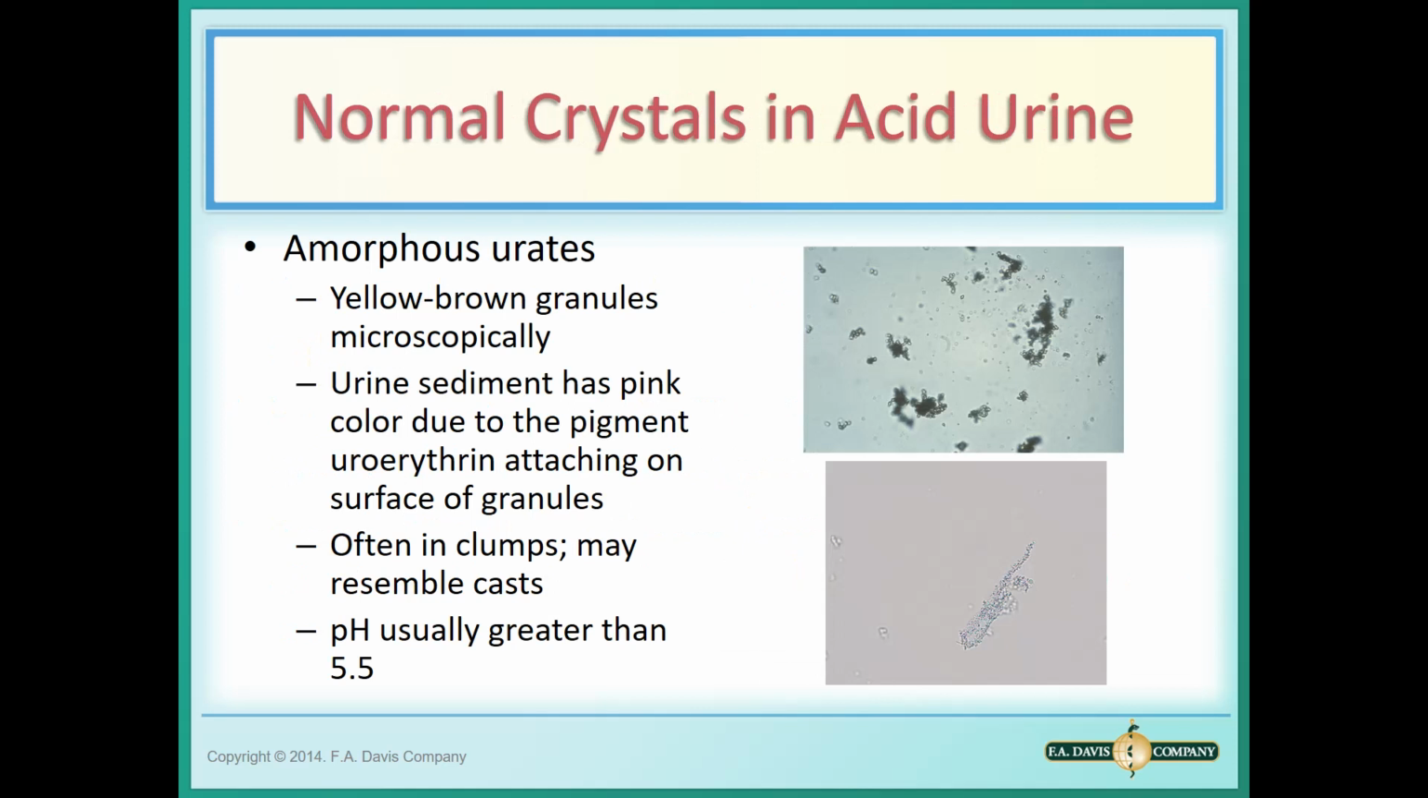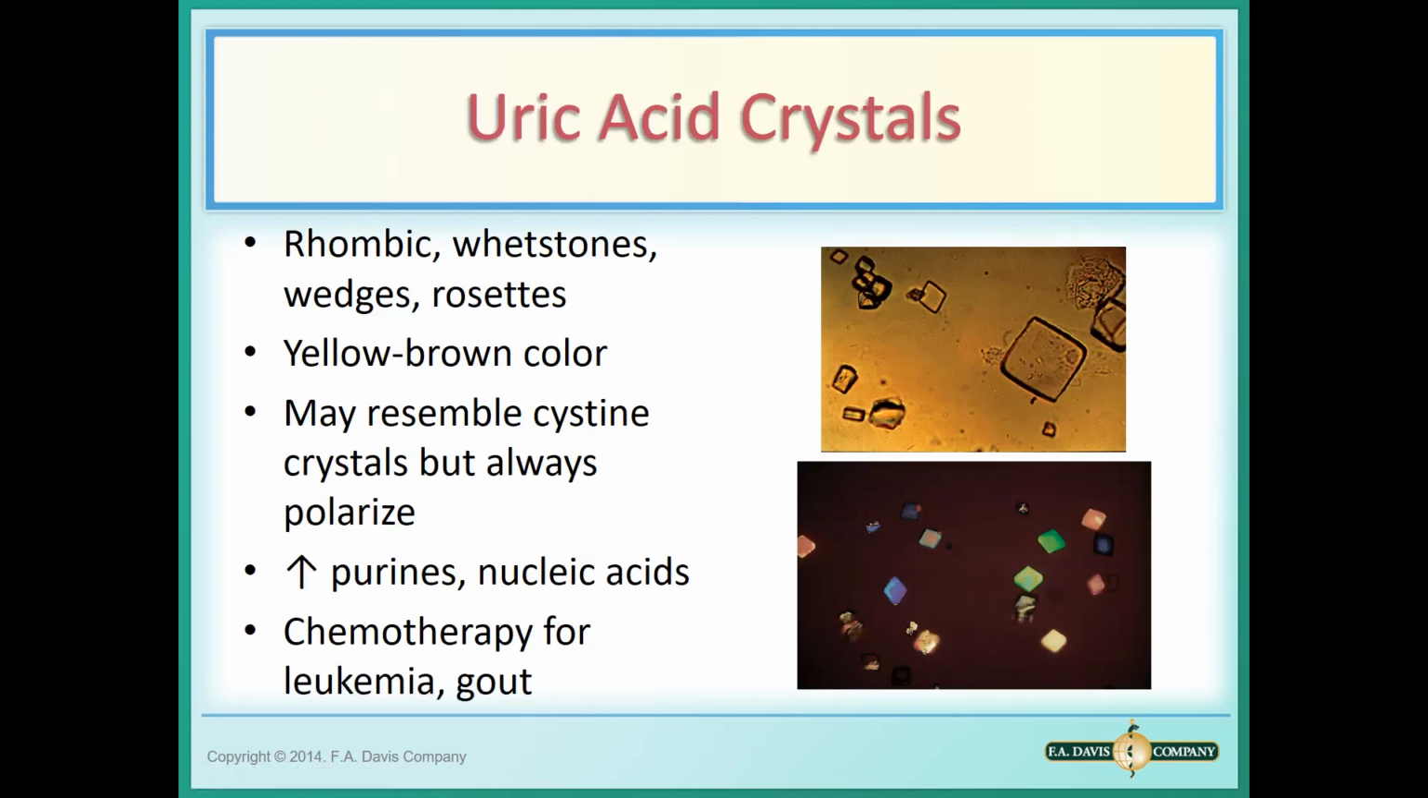So let's look at some of the crystals and their shapes. Amorphous urates. Urates are typically seen in an acid pH. They frequently look kind of brownish microscopically, but the sediment takes on a pinkish hue, and it's that pigment urothrin that attaches to the granules. Sometimes they get a little clumpy. You can see here they almost resemble a cast, but again, it's a very irregular shape. You don't have that nice parallel side from formation in the tubules. And so this is not a cast. This is amorphous on a mucus strand.